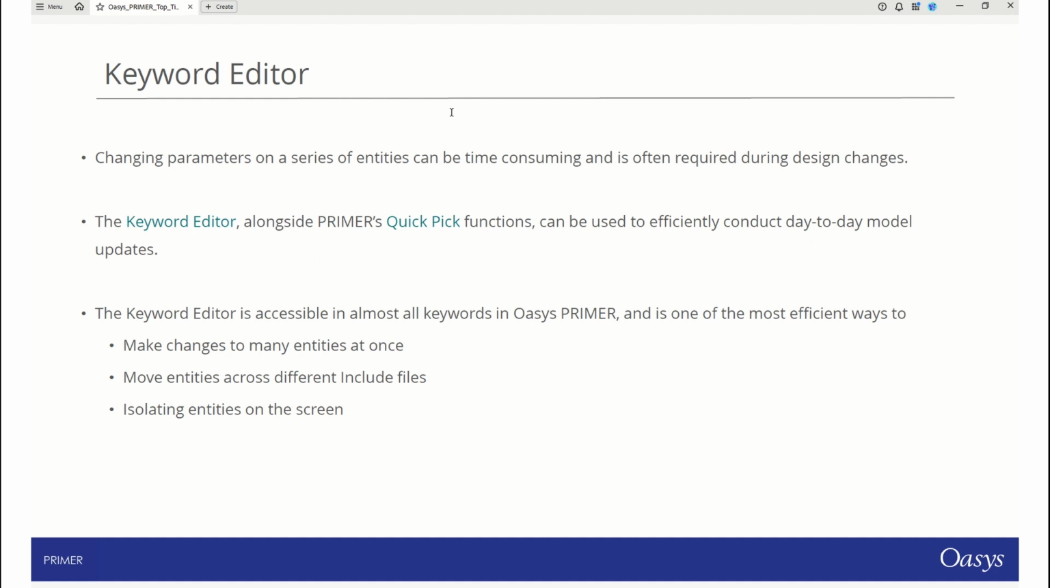So often in our day-to-day design task, we'll be tasked to make a lot of changes to many entities at once. So if you're trying to change parameters on a series of entities, it can be quite time consuming. And the keyword editor is a great tool which can help you do this efficiently. Combining this together with the quick pick menus, you could change a lot of parameters of entities all in one go together. A few other functions of the keyword editor, as written over here. You can use the keyword editor to move entities across different include files easily, or just isolating a bunch of entities on the screen. So all of these will be showing with some demonstration today.